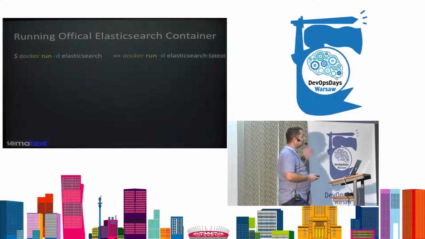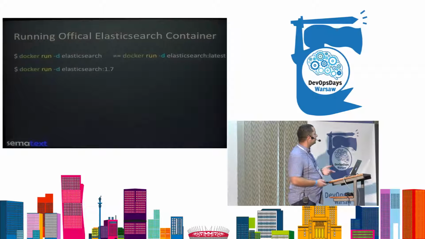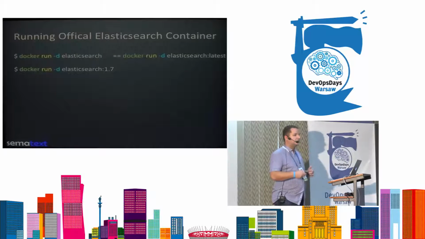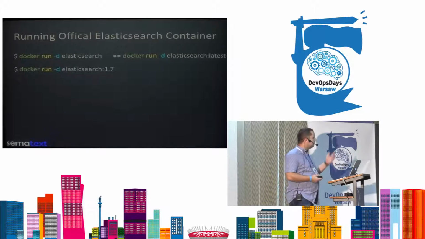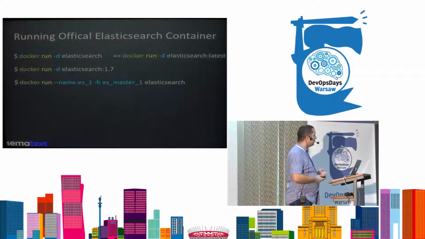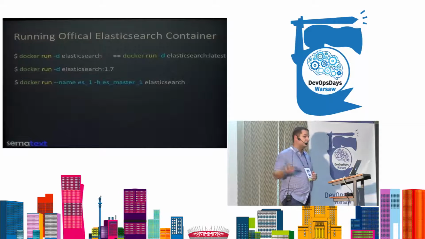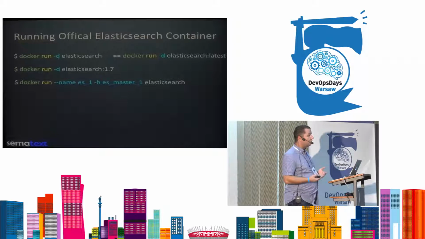Of course, you can specify that you want the latest. You may specify the version of Elasticsearch. Whatever is published on the official repository of Docker, in the so-called Docker Hub, you have that, and it will be downloaded and run. We can also provide some additional names and properties for Docker.